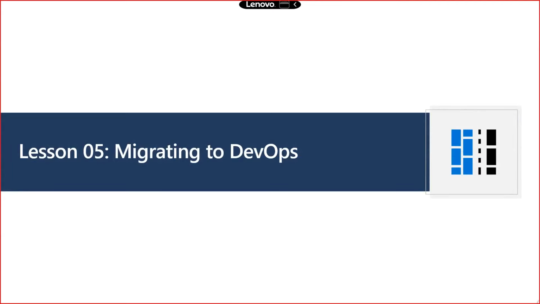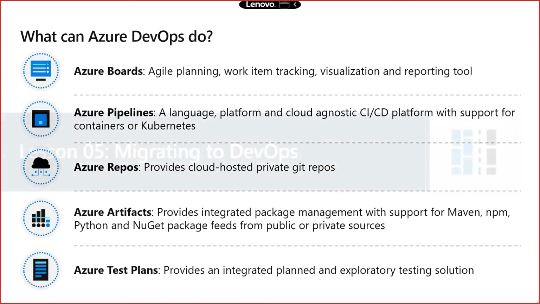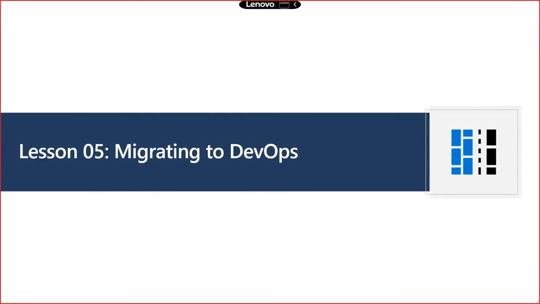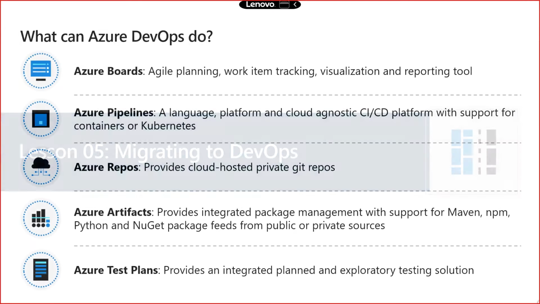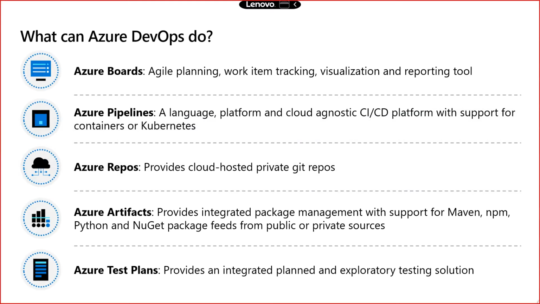Now this slide talks about if you are trying to migrate to DevOps, if you are moving to DevOps from any other tool. Okay, so in Azure DevOps, we have a few components. So first is Azure Boards. So Azure Boards helps you in terms of planning.